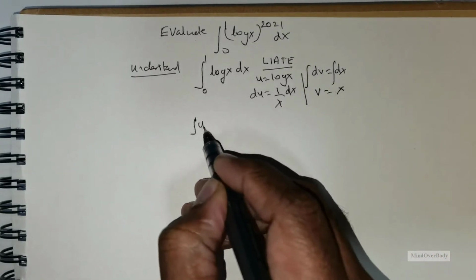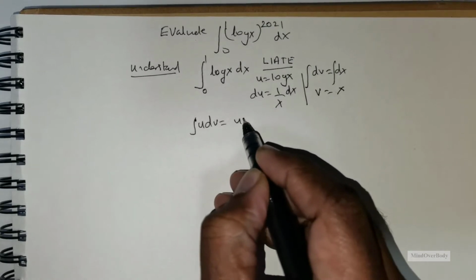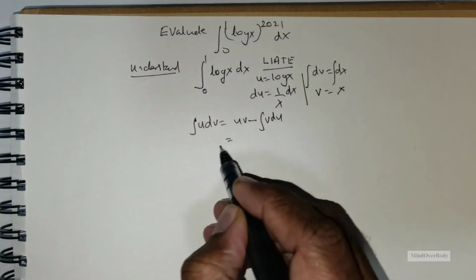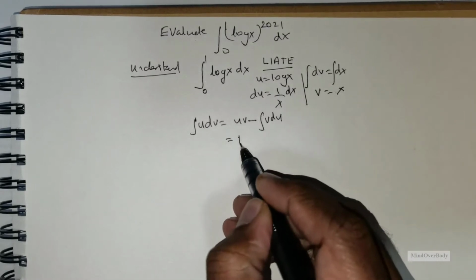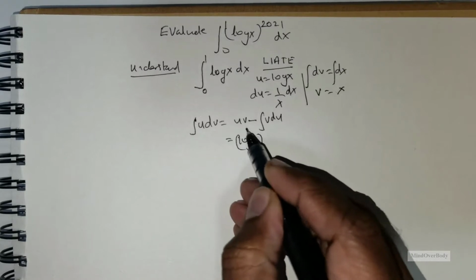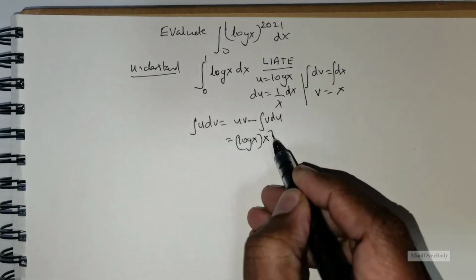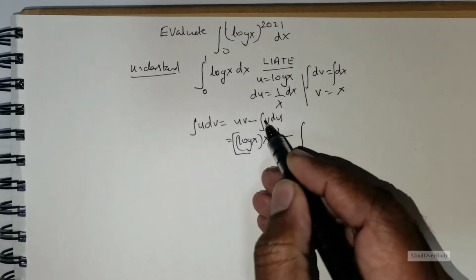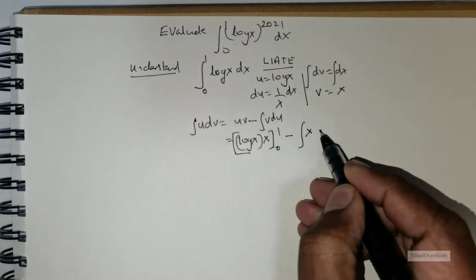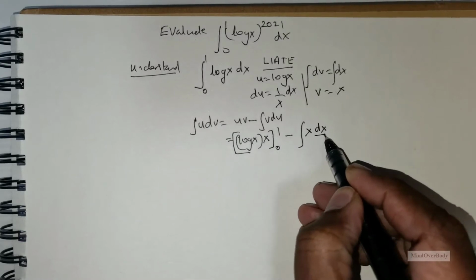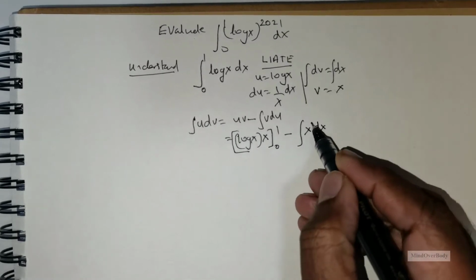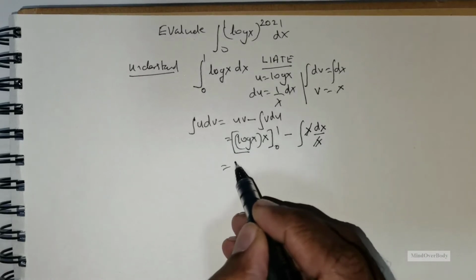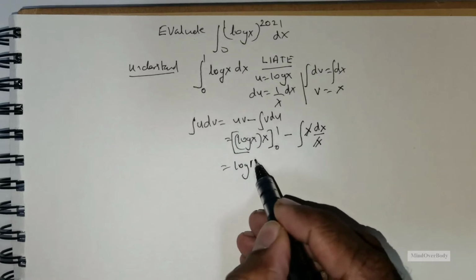So the formula integral u dv equals uv negative integral v du can be rewritten as: in the place of u it's going to be log x, in the place of v it's going to be x. So the limits are 0 to 1. Negative integral, in the place of v is going to be x, in the place of du is going to be dx divided by x. So my x and x can be cancelled.